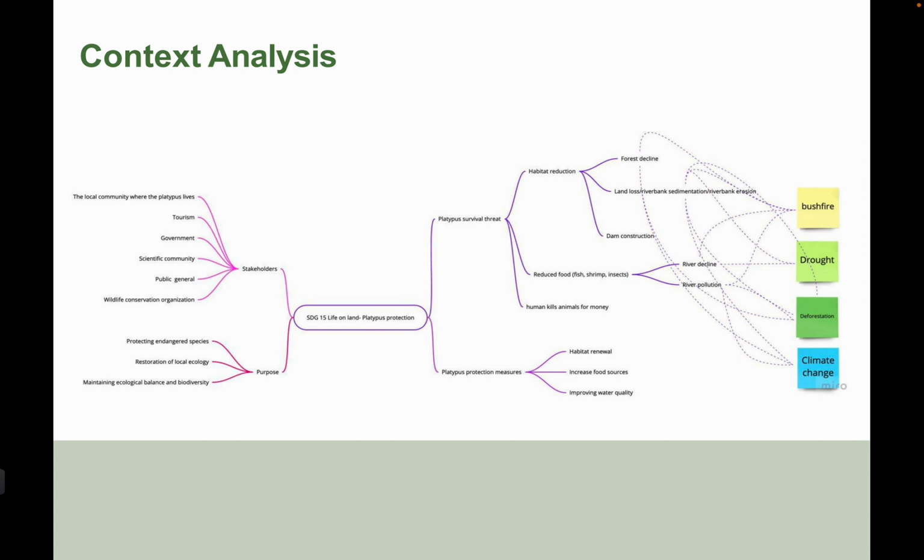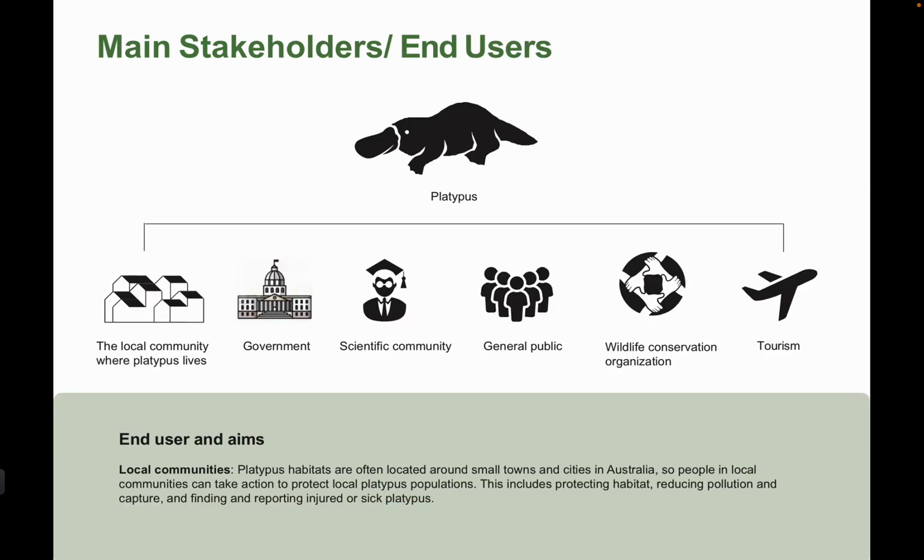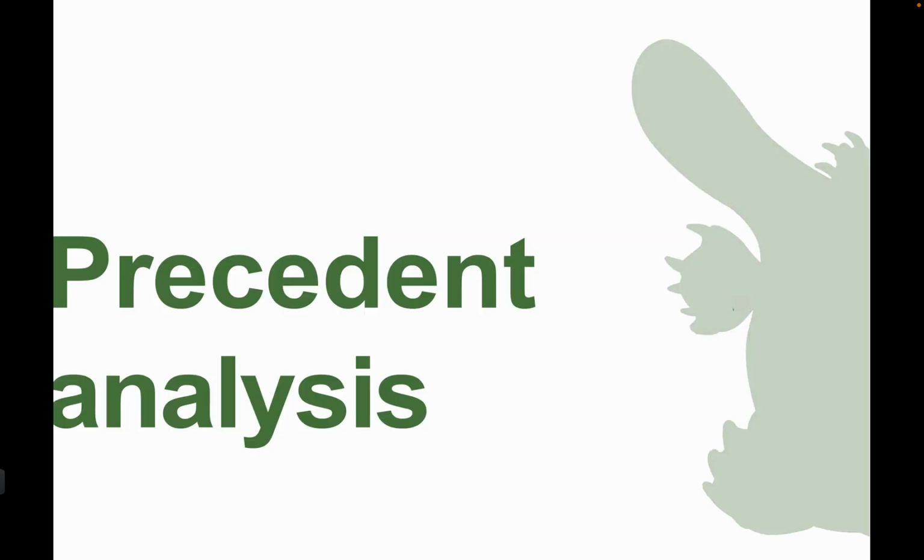Here is my mind map. So I listed the main stakeholders, including the local community where the platypus lives, government, scientific community, general public, wildlife conservation organizations, and tourism. Next are the three precedents.